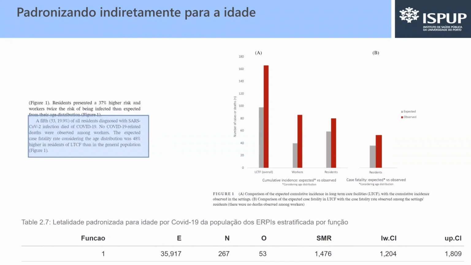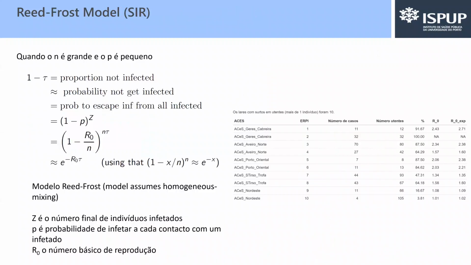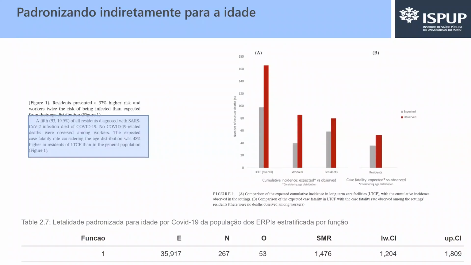When you look at the fatality rate, we observed 53 cases. What was expected was about 35, 36. So about the same as the previous one, about 1.5 times higher compared to people of the same age. Okay, so that was the idea. We wanted to know what was the number. And then we did another thing.